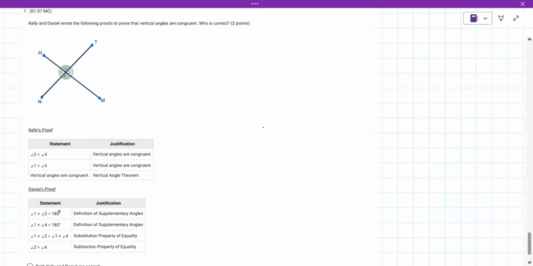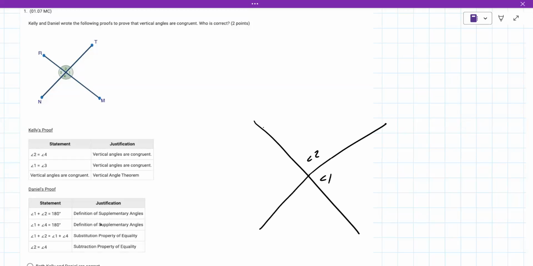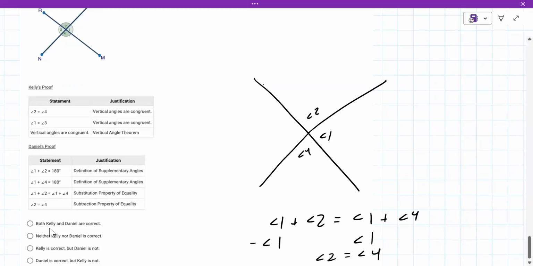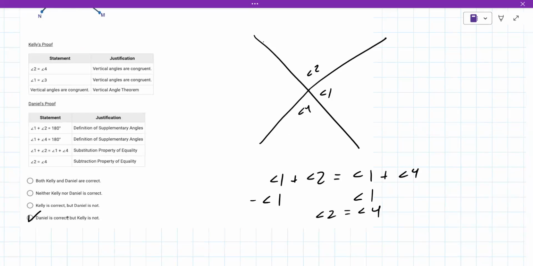Let's go through it. It says that angle 1 and angle 2 equal 180. That's fine. Then it says angle 1 and angle 4 equal 180. So then they set the angles equal to each other: angle 1 plus angle 2 equals angle 1 plus angle 4, and then they subtract angle 1 from both sides, so that angle 2 equals angle 4. That would be basically what the vertical angles theorem is showing. I would tend to say that Daniel is correct, but Kelly is not. There is sometimes more than one way to do a proof, but not in this problem, it would appear.